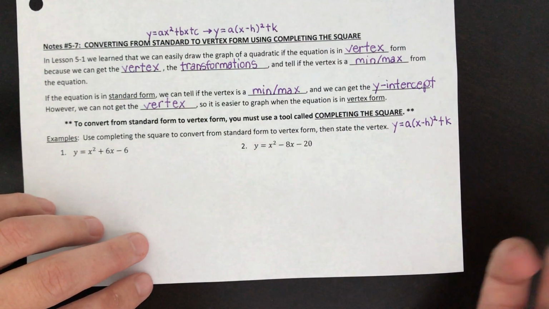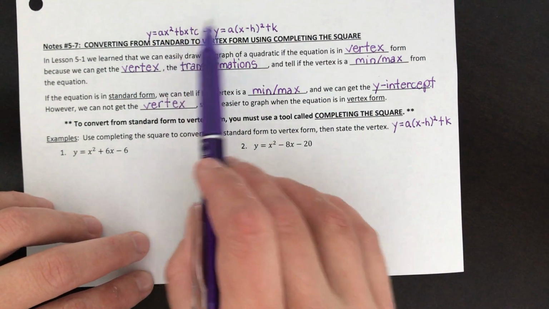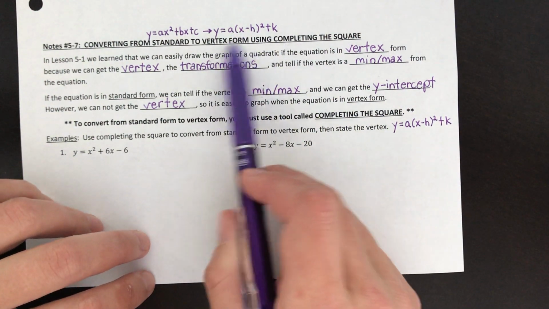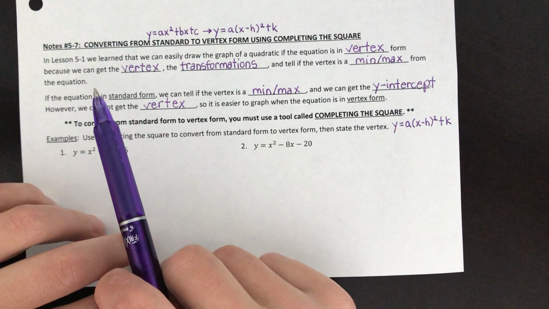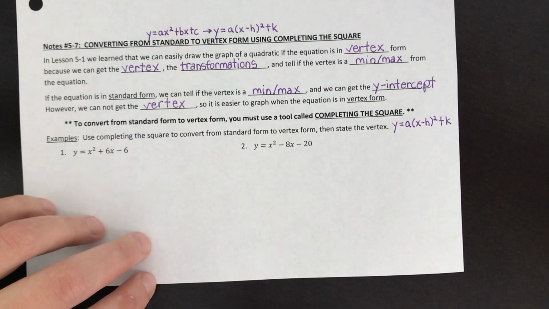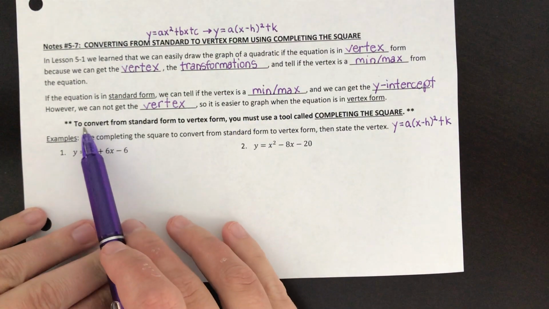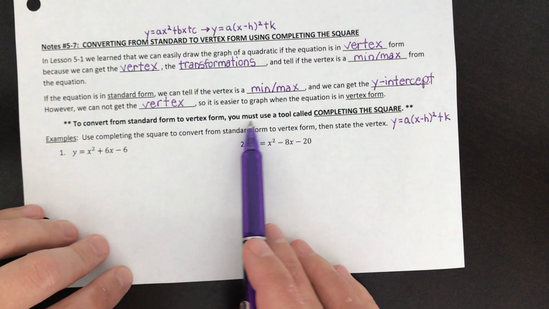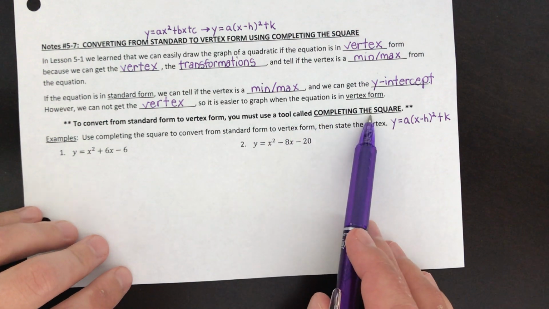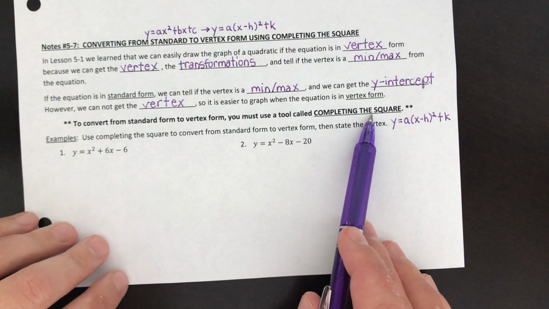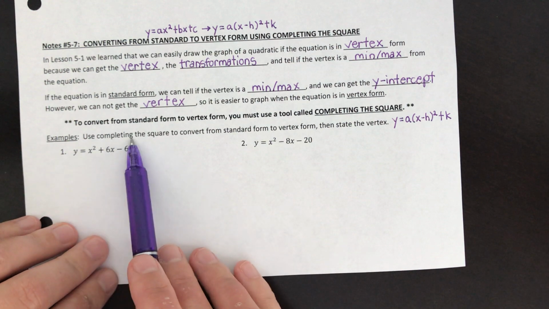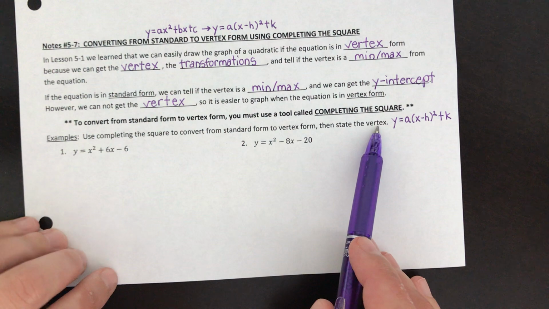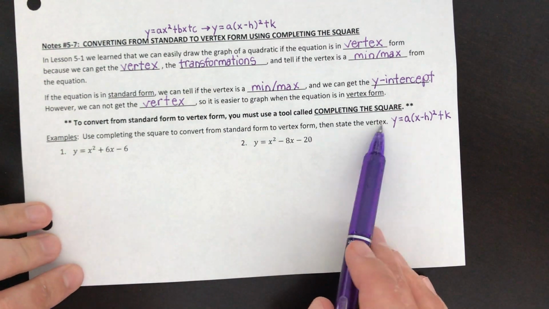That's why we would want to take a standard form quadratic and put it in vertex form, because you might want to graph, you might want to see the transformations, you might want to see the vertex, the axis of symmetry, etc. So that's why you would want to do this. To convert from standard form to vertex form, you use a tool called completing the square. And it's not bad, I promise. Examples: use completing the square to convert from standard form to vertex form, then state the vertex. And after that, we'll even check our work, just so you know.